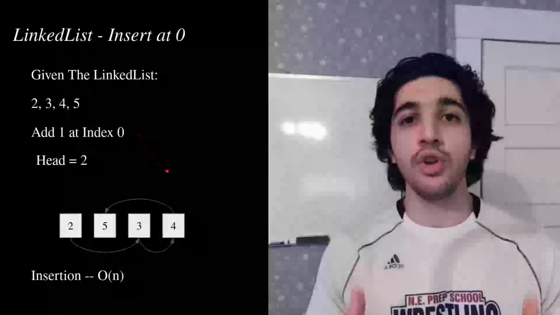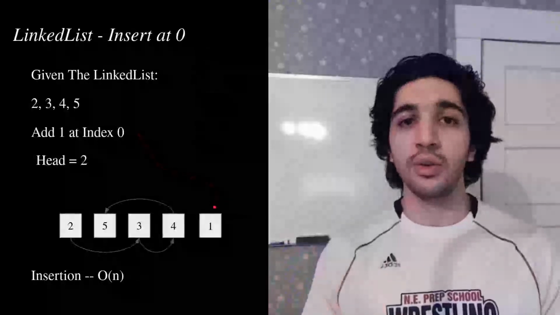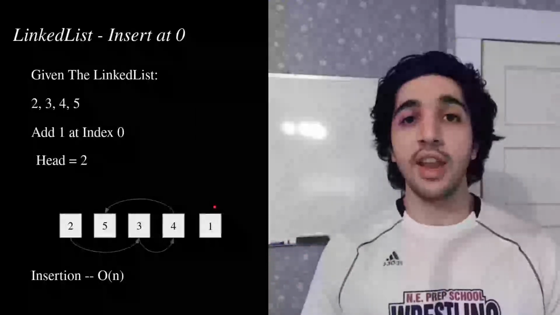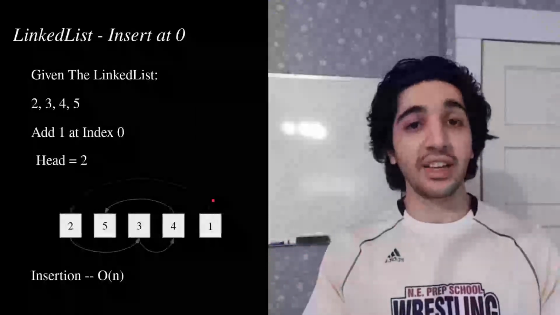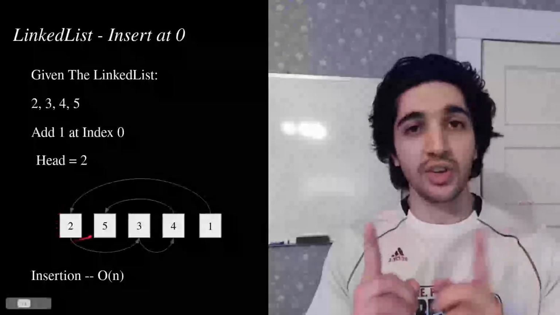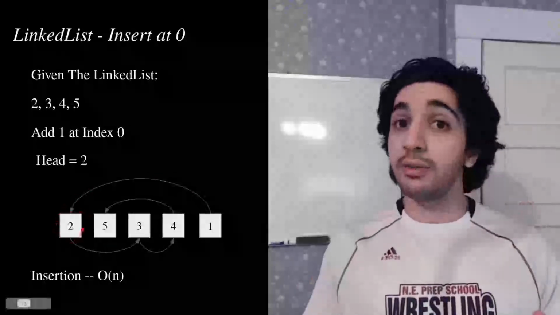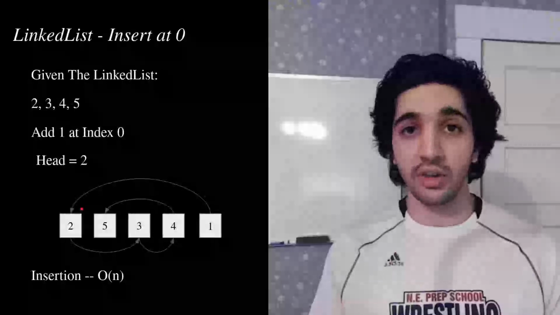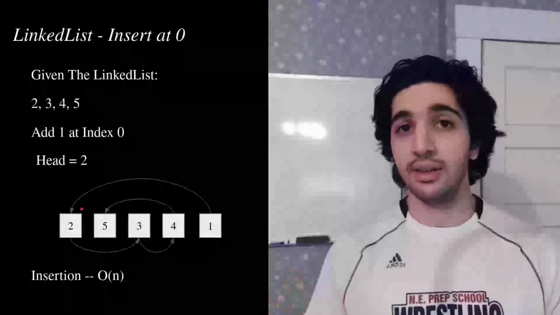Let's create a new node. Let's put our value in that node. And now what we do is we set that node's next to head. Now effectively, we've created an ancestor to the linked list's head.